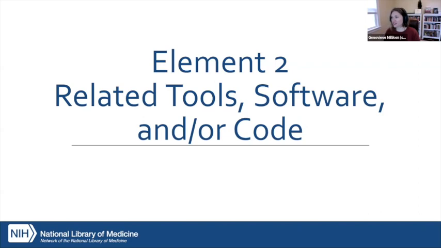Hi, everybody. So yes, I'm going to talk a little bit about element 2, and we do have some good news that it is a bit shorter than element 1. They don't have the subsections.